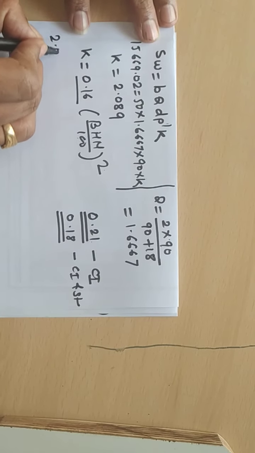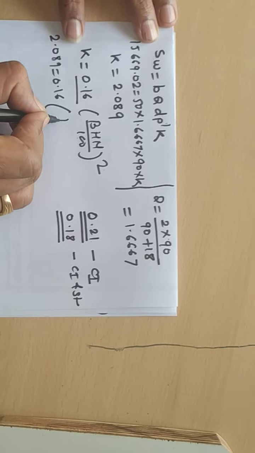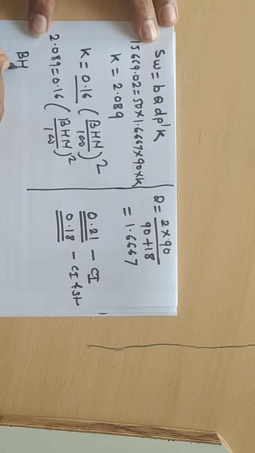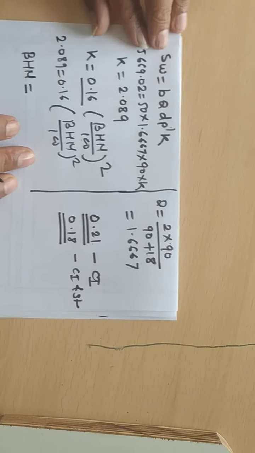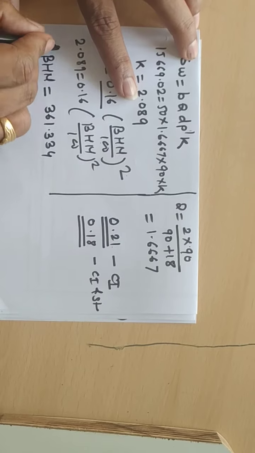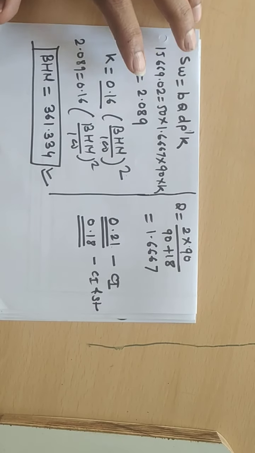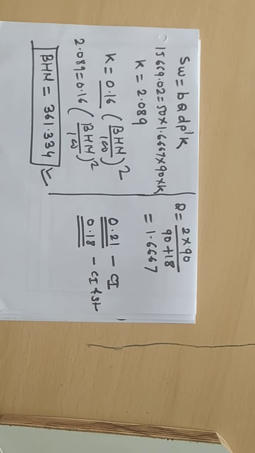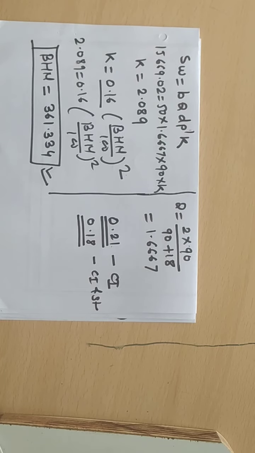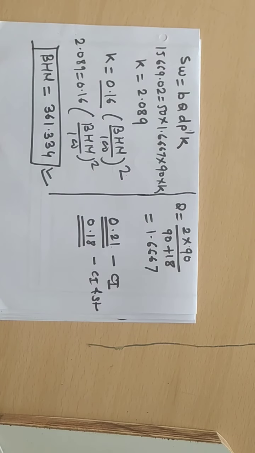Now K 2.089 is equal to 0.16 BHN upon 100 bracket square. From this you can find out value of BHN, that is the Brinell hardness number. By calculation it is 361.334. This is the value of Brinell hardness number. In this way, in this problem you have to find out module M, then find out dynamic load, then find out the effective load, then find out correct factor of safety. For correct factor of safety, consider effective load by using the dynamic load, and then find out the value of BHN. Okay.